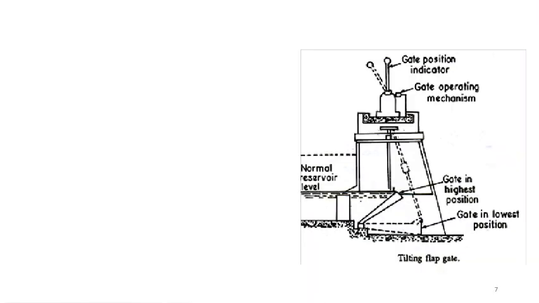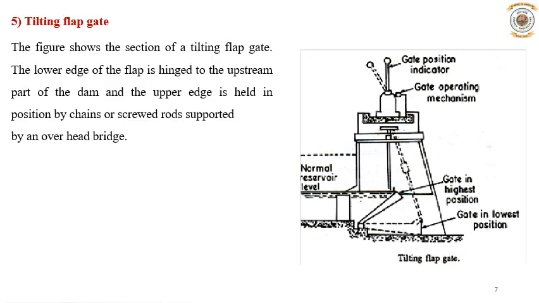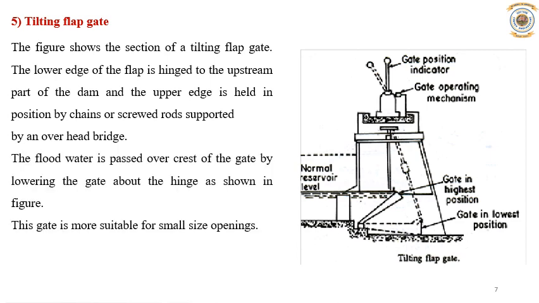Next, the last one is tilting gates. You can see the sketch of the tilt gate or tilt flap gate. Here you can see the lower edge of the flap is hinged to the upstream part of the dam, and the upper edge is held in position by chains or screw rods supported by an overbridge. The flood water is passed over the crest of the gate by lowering the gate above the hinge, as shown in the figure.